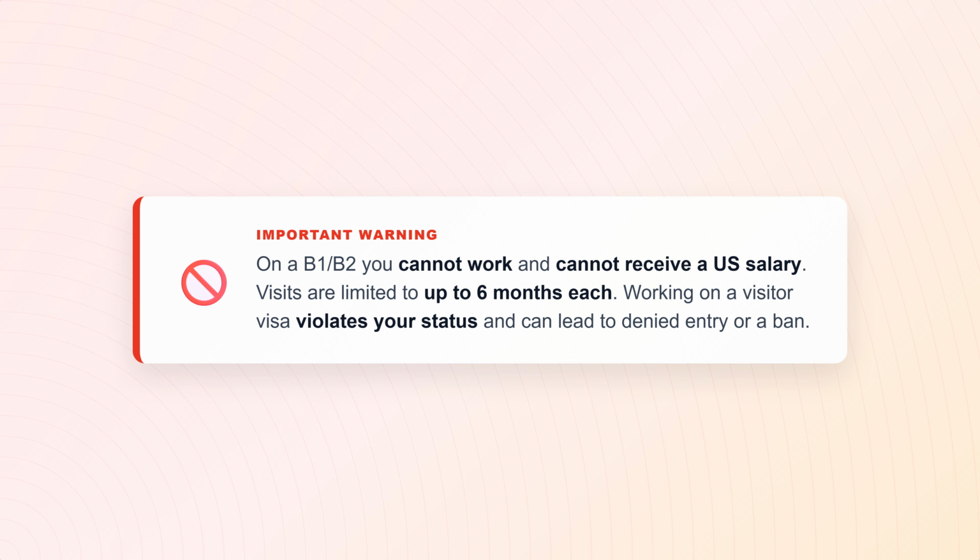And here is the most important warning about B1 and B2. On these visas, you cannot work, and you cannot receive a U.S. salary. Visits are limited to up to 6 months each. If you work on a visitor visa, you are violating your status, and that can lead to being denied entry or even a future ban. So never, ever work on a B1 or B2.